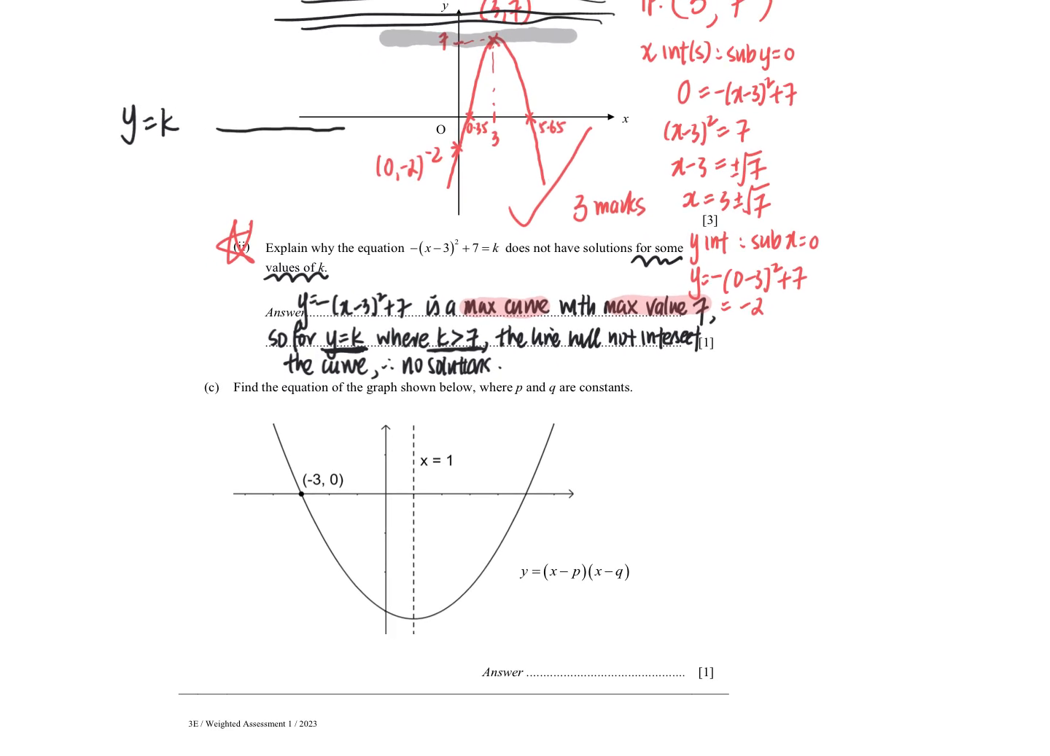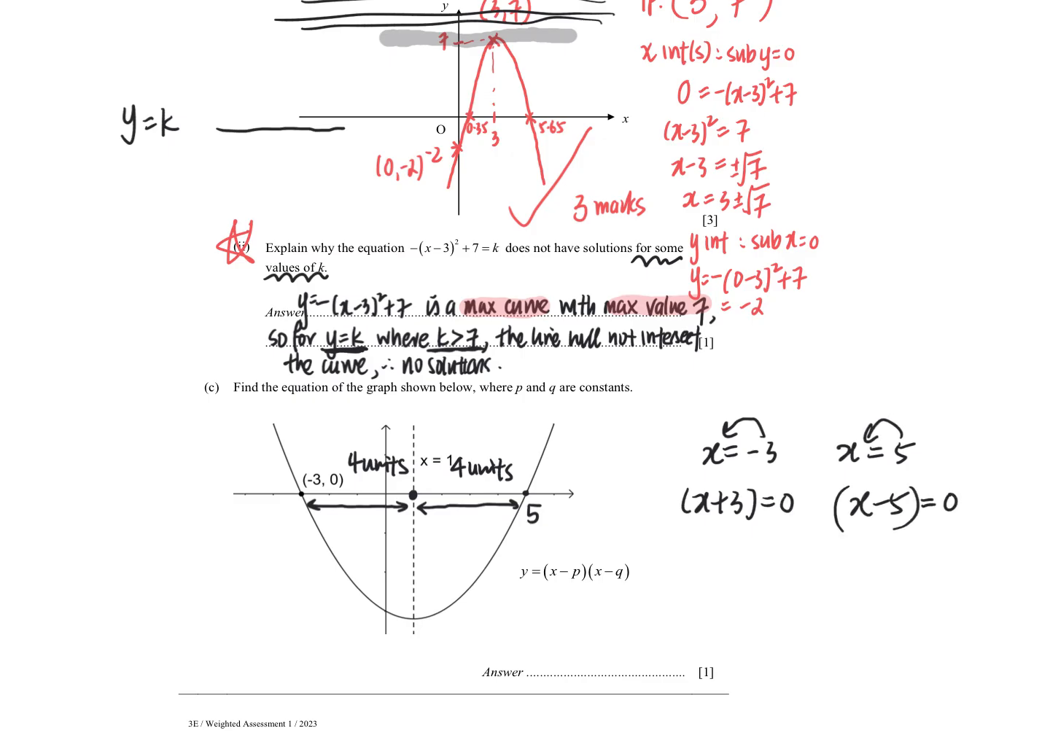Okay, this one. If you don't want to use a formula at all, from the line of symmetry, these two should be equal distance away. Right? So if this is 4 units, this should be 4 units as well. So it tells me that this x-intercept must be 5. So that means one must be x equals minus 3, one must be x equals 5. If I work backwards, one of the factors is x plus 3, one of the factors is x minus 5. So my equation is this.